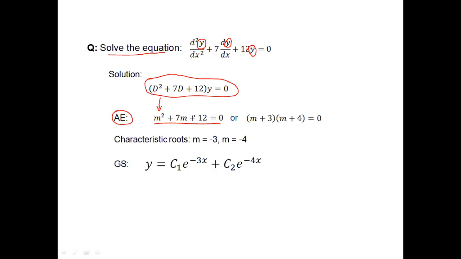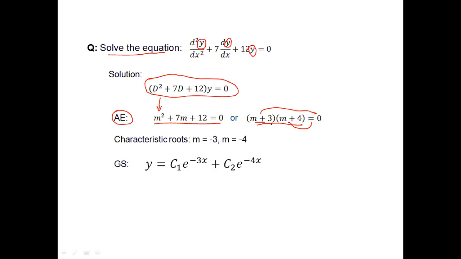So if you use whatever method you use to factorize, you realize that it will give you (m + 3)(m + 4) = 0. So this implies that m + 3 is either equal to 0 or m + 4 is equal to 0. So both terms are equated to 0 in order to get the value of m.